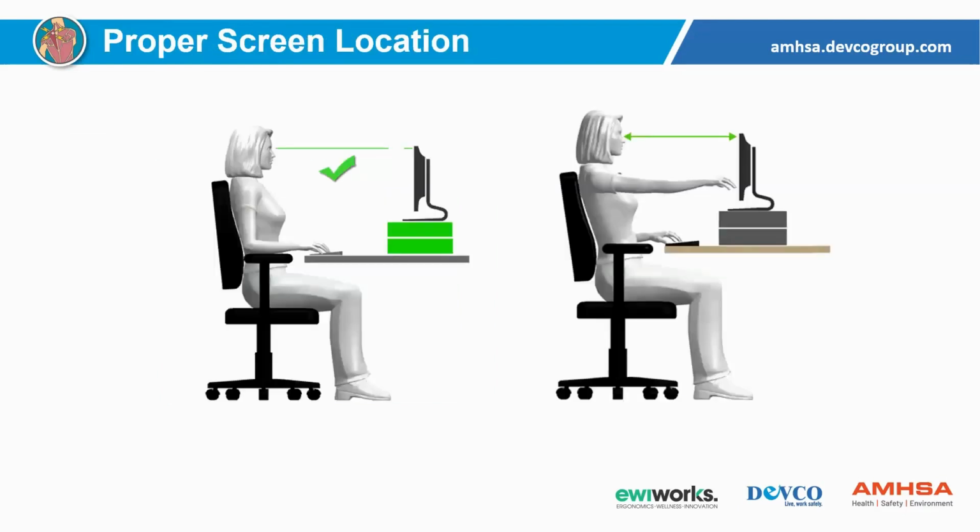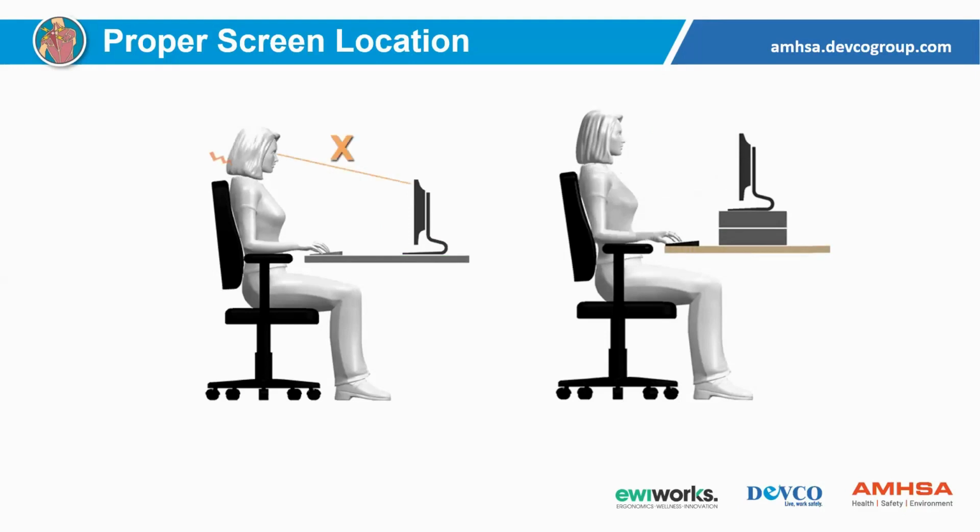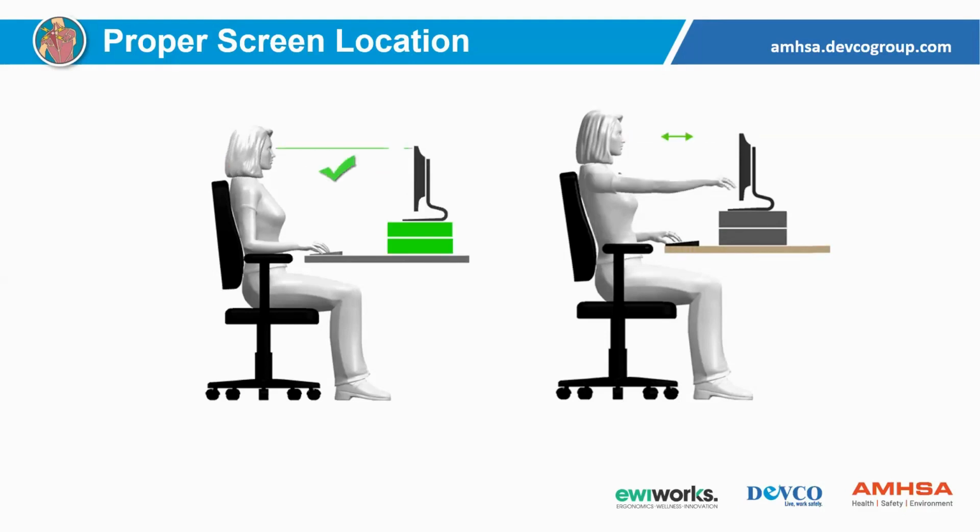So when we look at screen position, a couple things we're interested in. Height is the first one. Height and distance are the two primary ones, and then we'll talk about positioning a little bit more. So you can see in the example here, we're showing arm's length is a good starting point. Some of you are going to need to sit closer. Some of you are going to need to sit further.